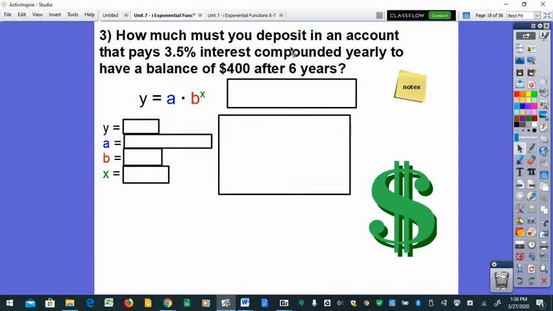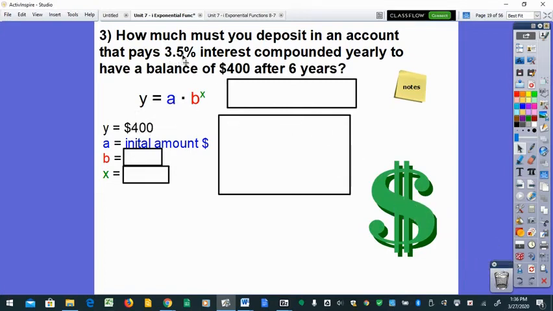How much would you need to deposit in an account that pays 3.5% compounded yearly, so no monthly, no quarterly? This is the easy one. It's just a year, to have a balance of $400 after 6 years. So what is missing in this case isn't the Y, it's the A. The A is the unknown, and that's the one we need to find. The $400 is what you want at the end, so that's your Y.